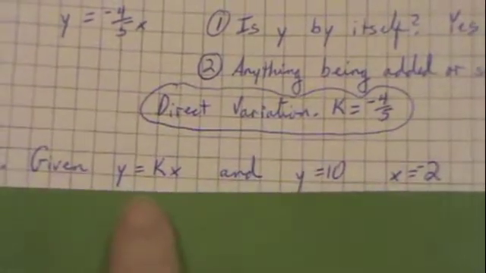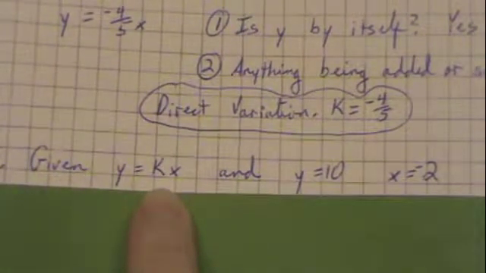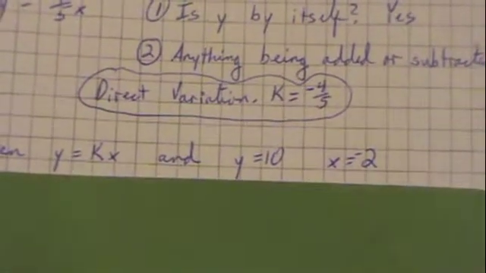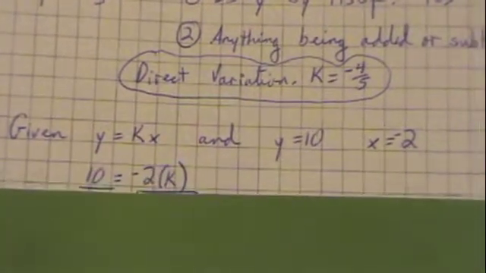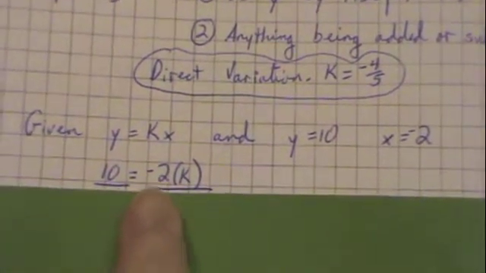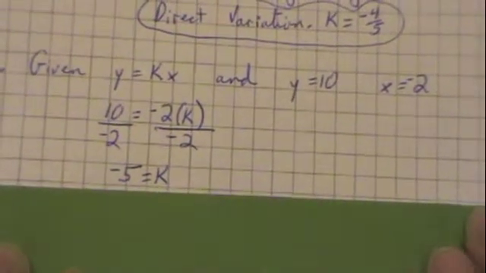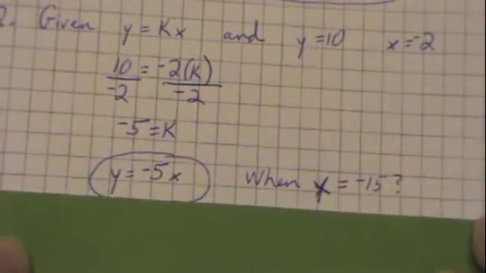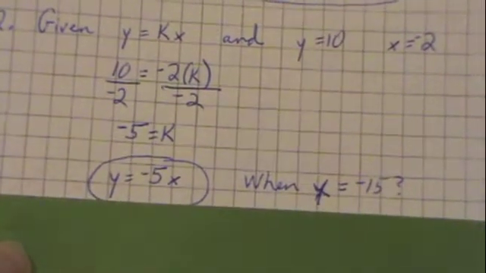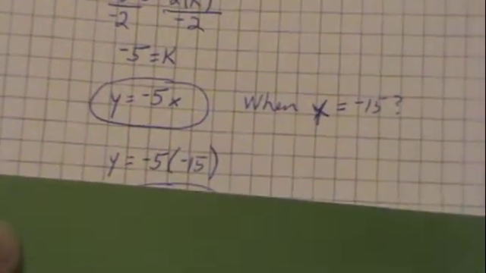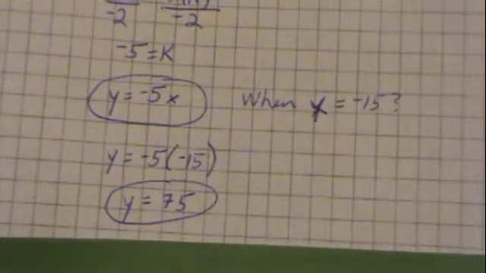And still nobody solved it. Ugh. All right. So here's what we're given. We know our variation form, a direct variation formula. And here are the 2 points they gave us. So substitute in x and y right there. Solve for k. Put k back in. y equals -5x. When x equals -15, y equals 75.